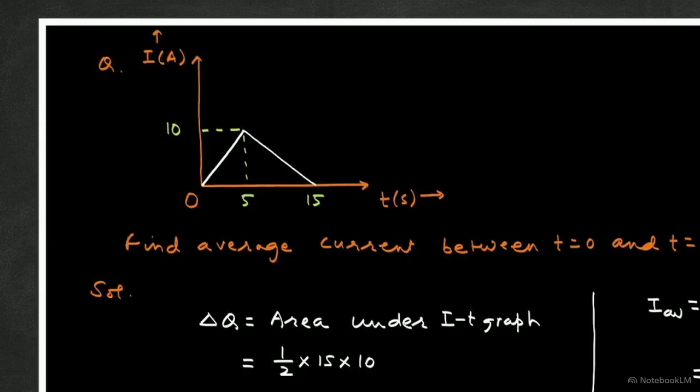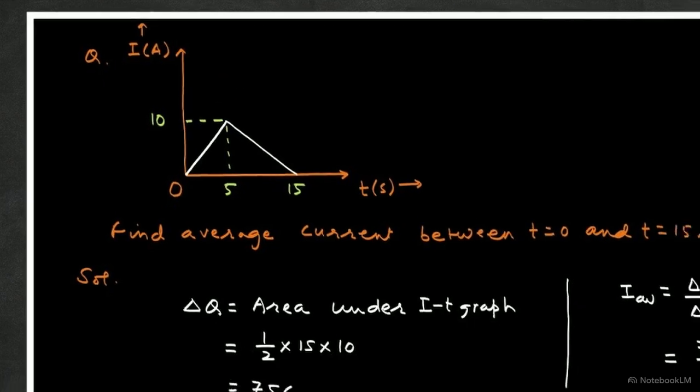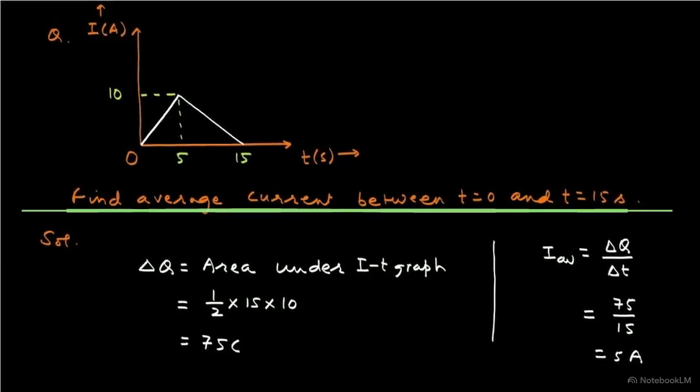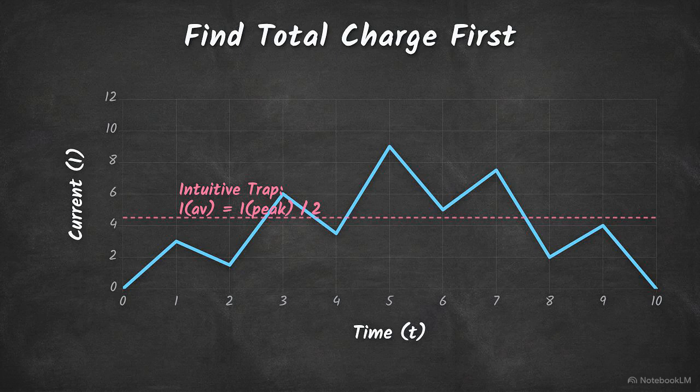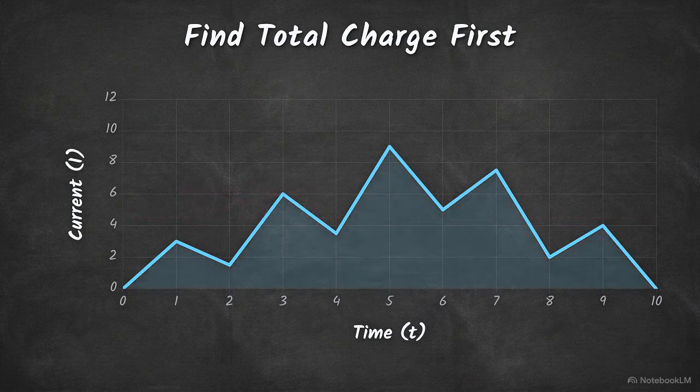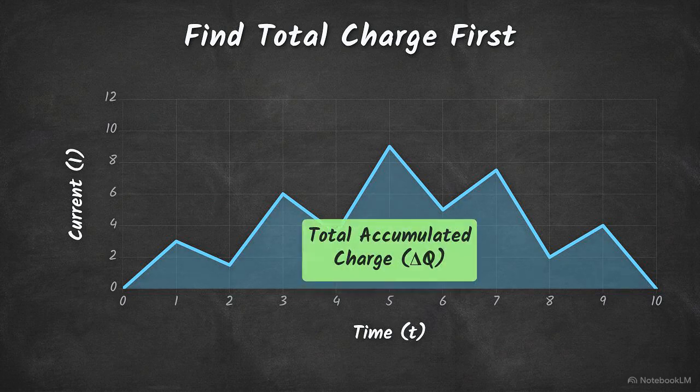This chart shows a triangular current time graph peaking at 10 amps over a 15-second duration. The challenge here is to determine the average current across this entire interval. The intuitive trap is to average the peak values or divide the maximum current by 2. Calculating average current over a varied curve requires finding the total accumulated charge first.